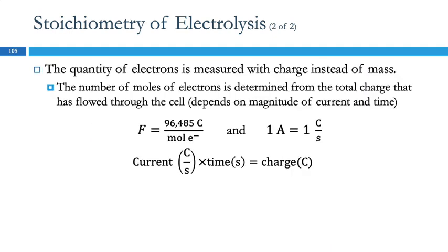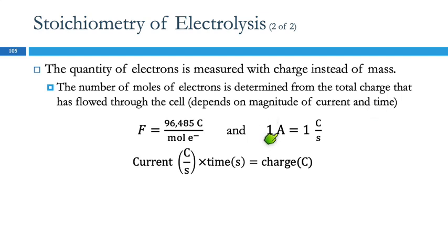So we can measure the quantity of electrons by measuring the charge. We can't measure their mass. We could measure the mass of the copper, but we can't measure the mass of the electrons. We can figure out the number of moles of electrons, though, from the total charge that flowed, and that's going to depend on the magnitude of the charge, the magnitude of the current, and how long it flowed.